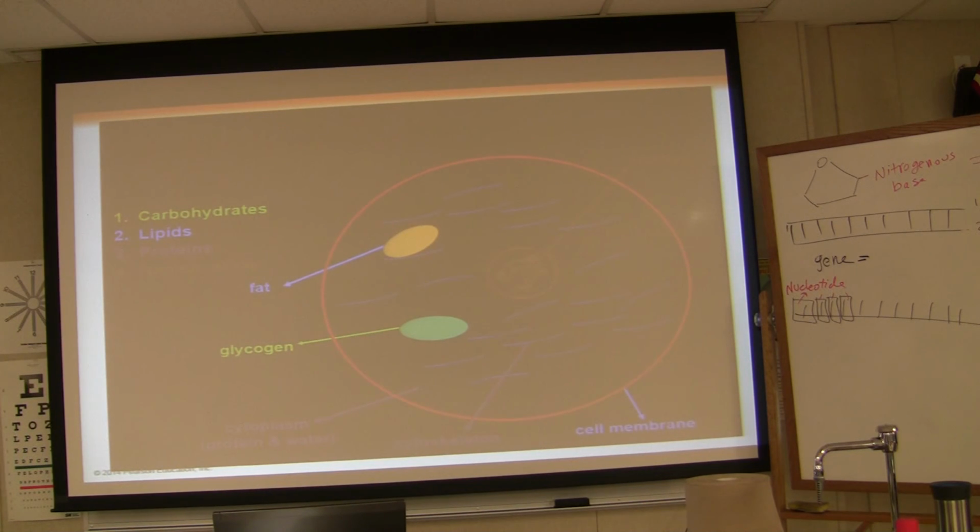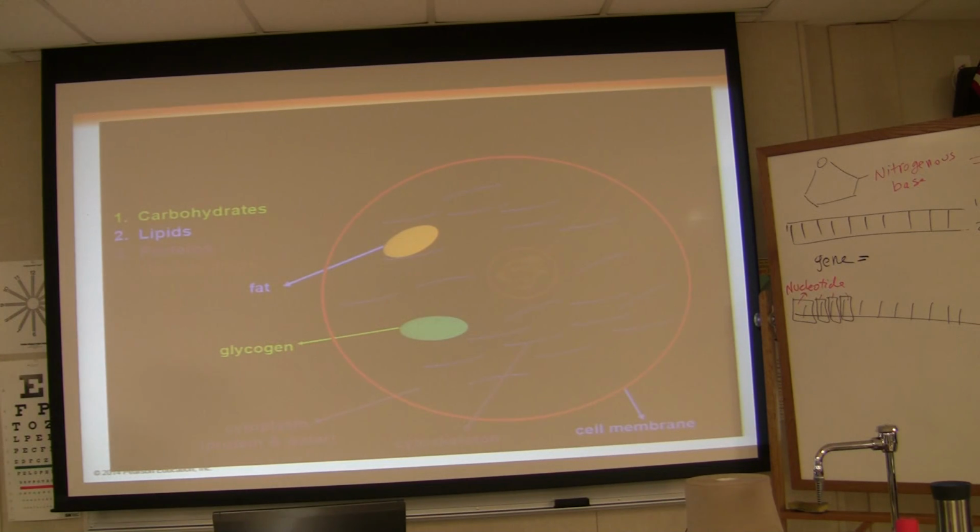Right here, animal cell. Do they have a cell wall? No. What is this? Cell membrane, plasma membrane, made up of what molecule? Lipids. Phospholipids. And then, of course, it has some carbohydrates in there too.